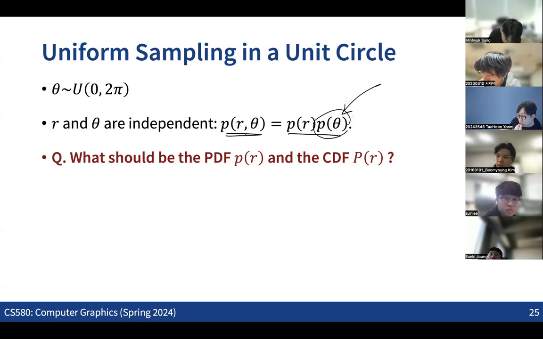And here the question is, given this fact, when we want this PDF to be proportional to the radius r, how should we define the PDF for the radius r, and how can we sample based on that PDF? So let's think about this.